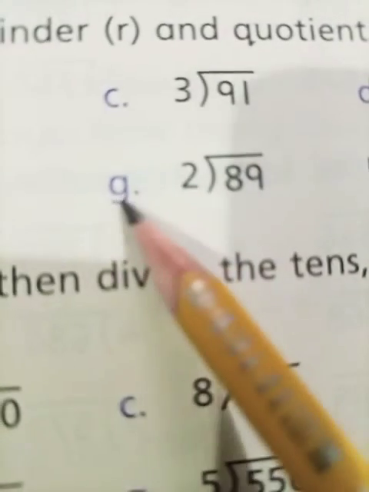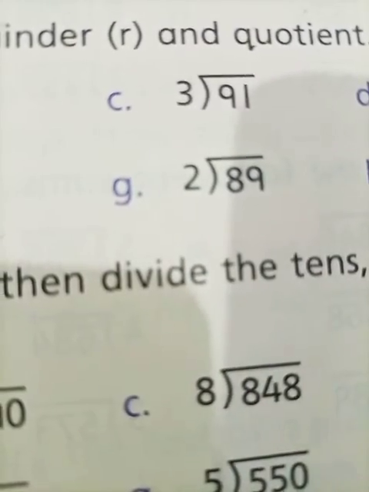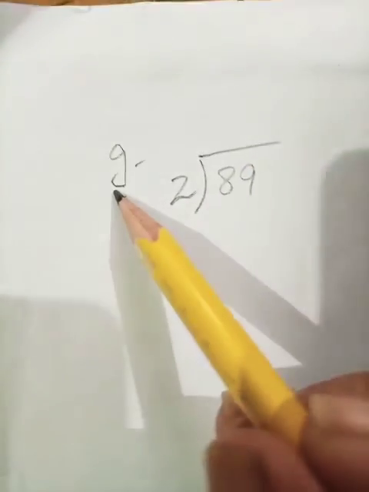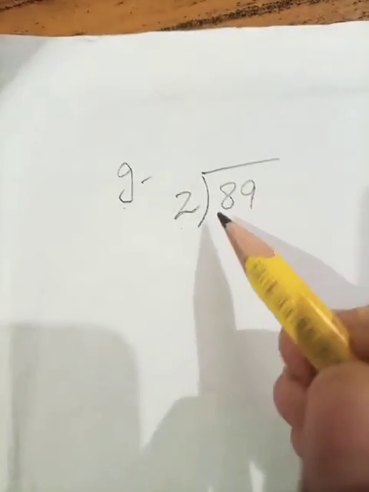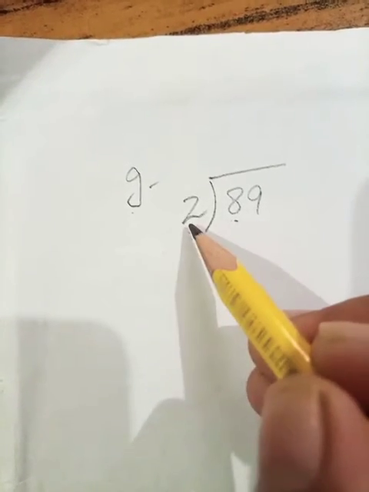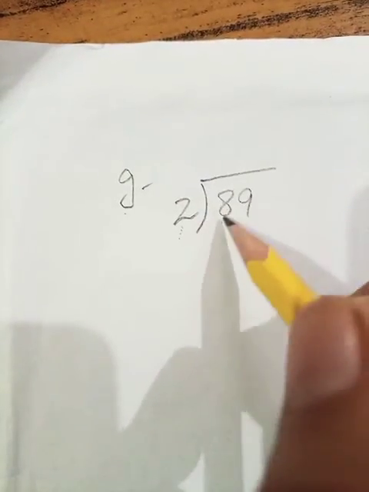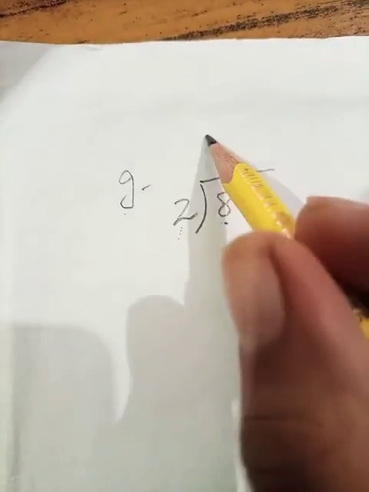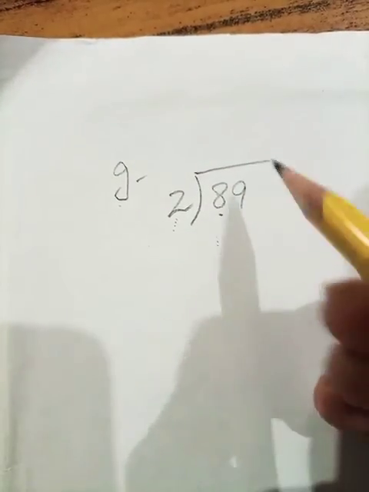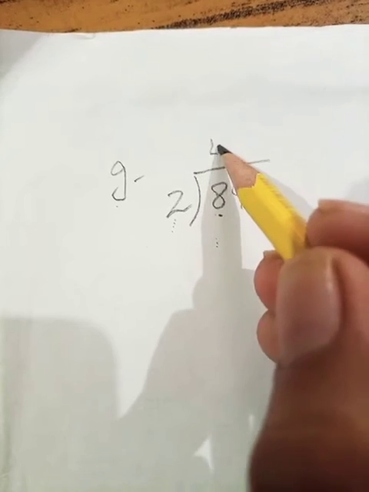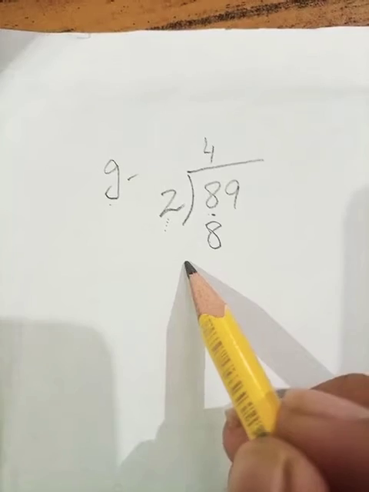Students, next is the part G, in which 89 is being divided by the number 2. So students, here is our part G. Let's compare our dividend with our divisor. The first digit of our dividend is quite bigger from our divisor, so we are going to divide it first. 2 ones are 2, 2 twos are 4, 2 threes are 6, and 2 fours are 8. Look, we have got our number. 2 fours are 8.